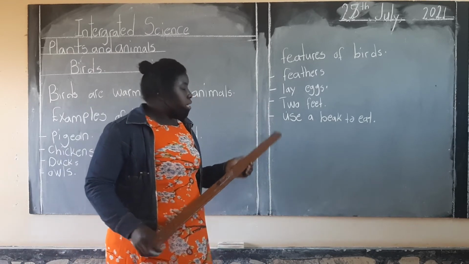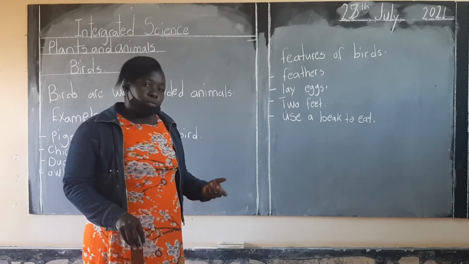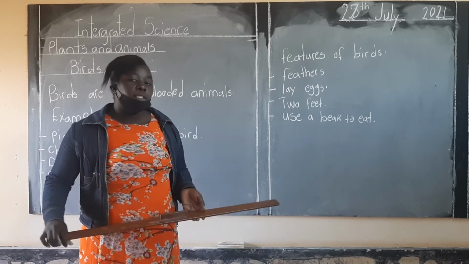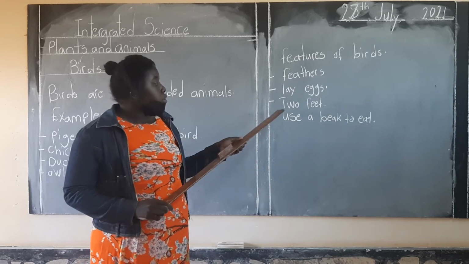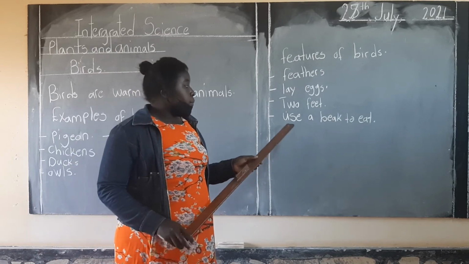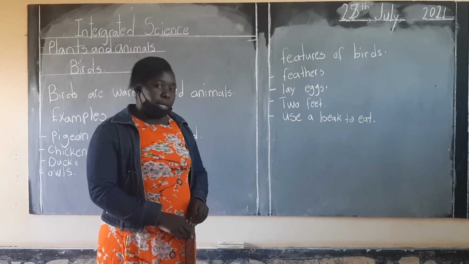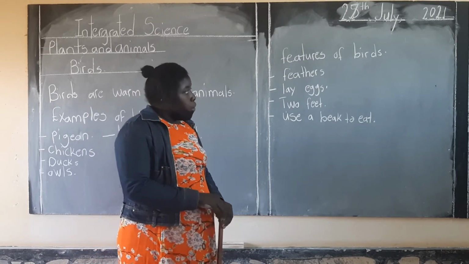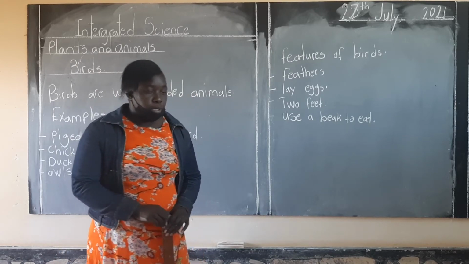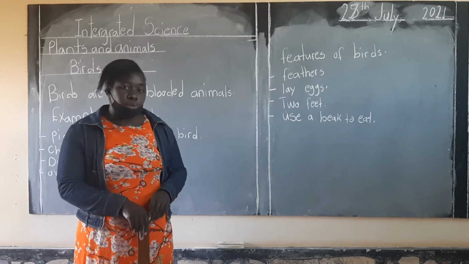Number 3, we said they have 2 feet. Unlike other animals which have 4 feet, birds have 2 feet. They use 2 feet to walk. And then we also said they use a beak to eat. We also say there are categories of birds. There are different types of birds. Birds are actually categorized into 2 groups.